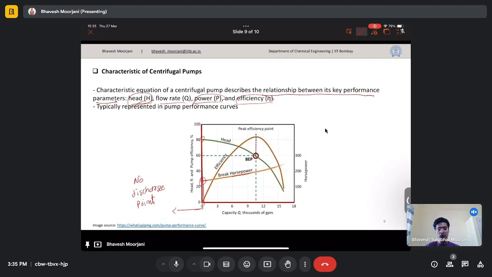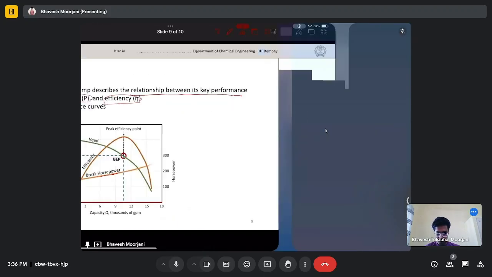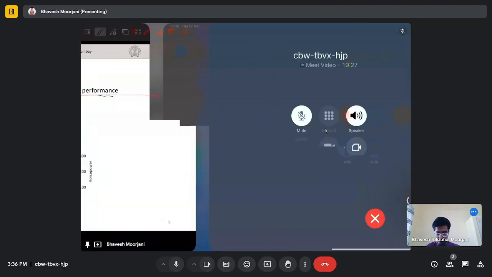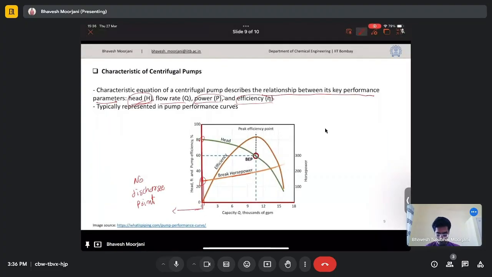So there is no flow, but the pressure head is created inside your system, which is generally done to avoid the tripping of the pump due to the generation of higher flow rate inside your pump. Okay, so generally a centrifugal pump is started on the closed discharge. So for the closed discharge, when we have zero flow rate, the corresponding head is maximum and power is minimum.